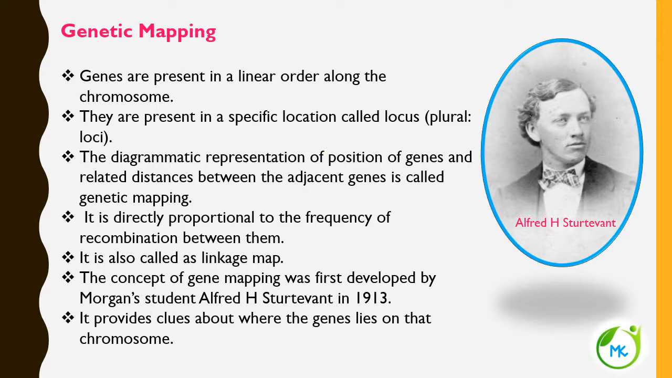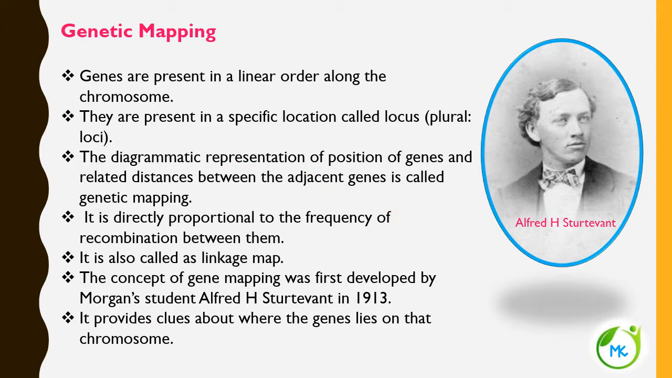The next topic we are going to see is genetic mapping. Genetic mapping is nothing but, in the chromosome the genes are arranged in a linear order. The position of the arrangement of genes on the chromosome, the point of contact of the gene on the chromosome, that location is referred to as locus, plural it is called loci. And the diagrammatic representation, the diagram which shows the position of genes and the related distance between the adjacent genes, is called genetic mapping.